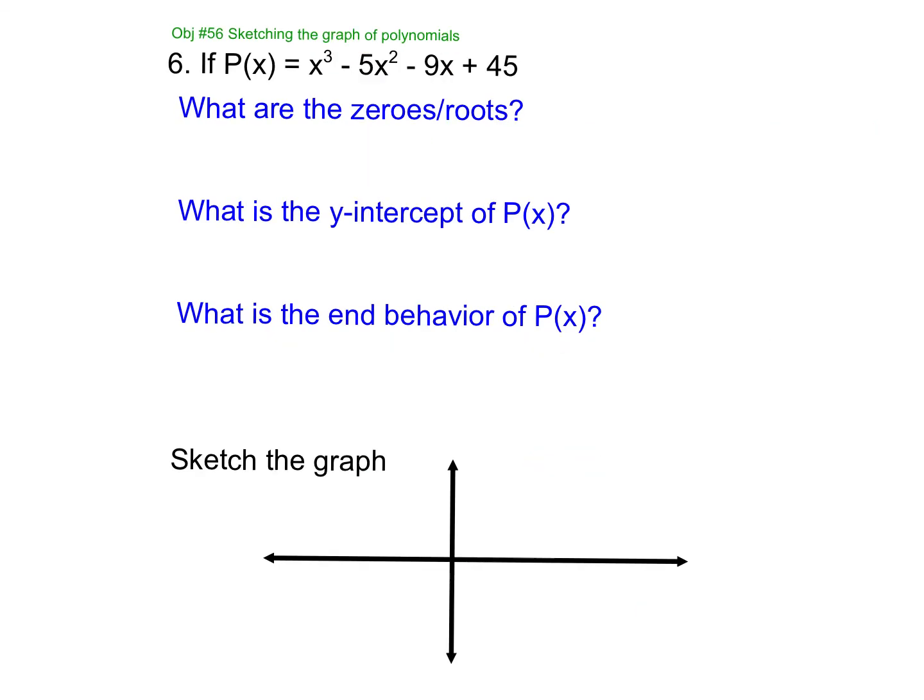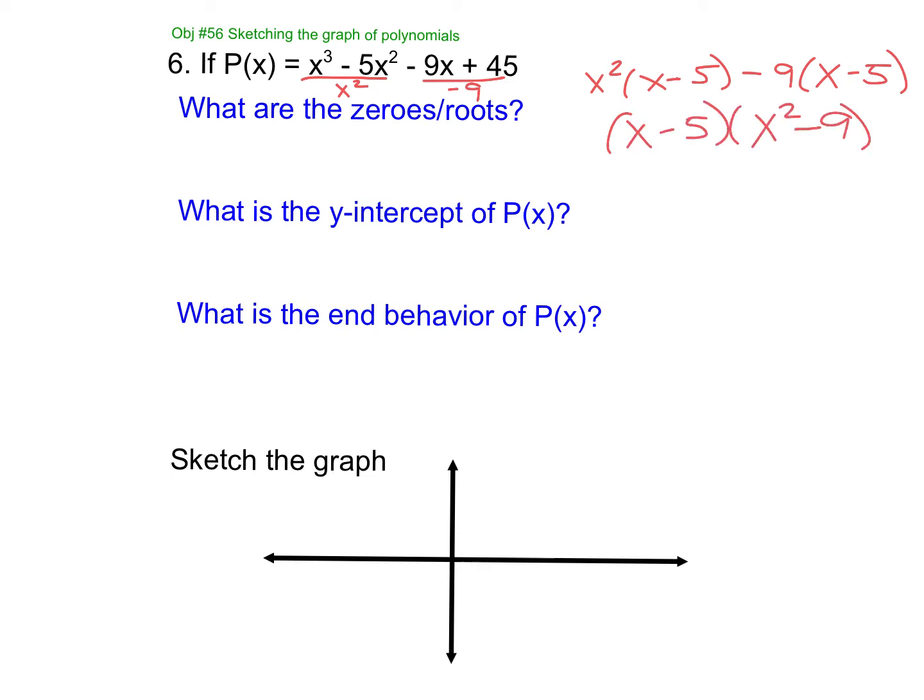Okay. So now, what if it's not factored? Today, I'm just giving you ones that are actually factored by grouping. So take a few minutes and factor by grouping. So I'm going to divide by x squared, divide by negative 9. I end up with x squared times x minus 5 minus 9 times x minus 5. So that's x minus 5, x squared minus 9, and then we have a difference of squares: x minus 5, x plus 3, x minus 3.